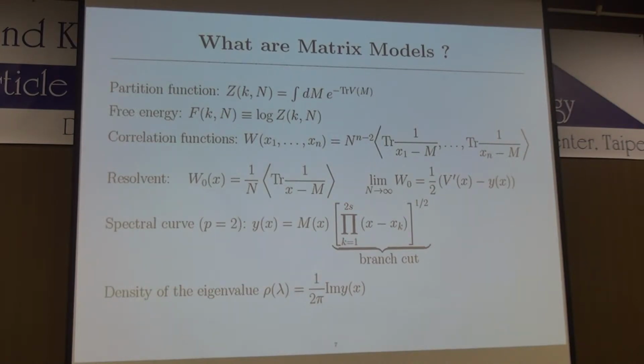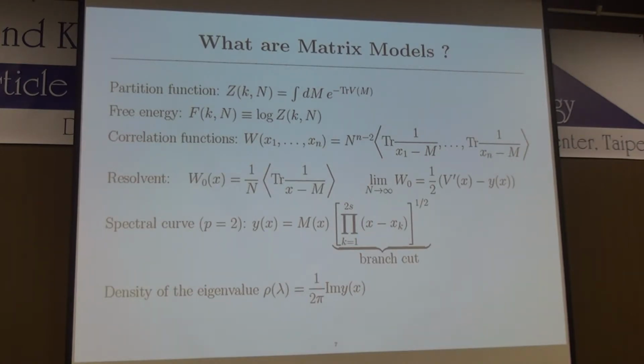So one can extract the density of the eigenvalues by focusing on where the discontinuity happens inside the cut. So the spectral curve will actually give you the density of the eigenvalues. So that's the main message from these eigenvalue pictures.